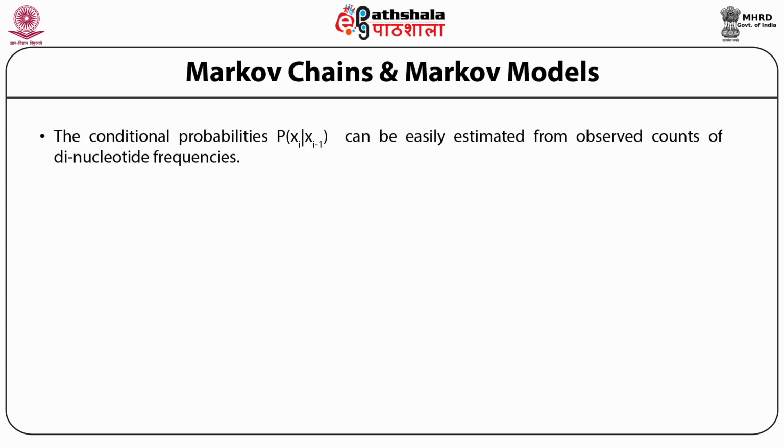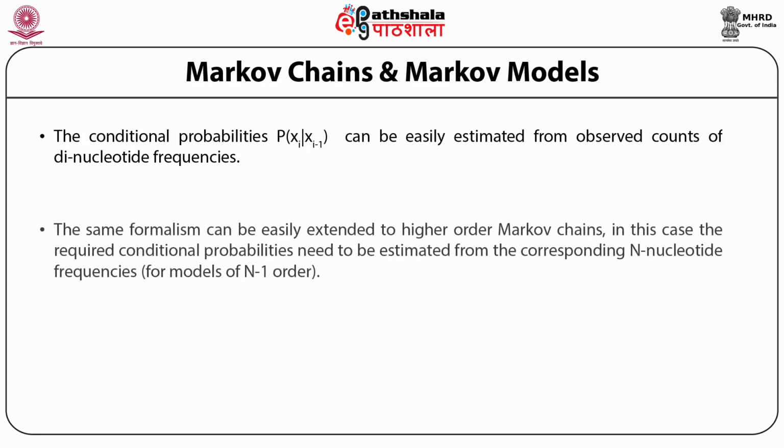For example, if I'm looking at a nucleic acid sequence, I can always estimate the P(xi | xi-1) from the observed counts of, say, the dinucleotide frequencies. So I can extend the same formalism to higher order Markov chains. If I want to make a third order Markov chain, I have to count every trinucleotide frequency and so forth. In this case, additional conditional probabilities need to be estimated. And so with this, for at least a DNA sequence or even a protein sequence, I can create a Markov model of any order for that matter. Here we call it the n-1 order Markov model.